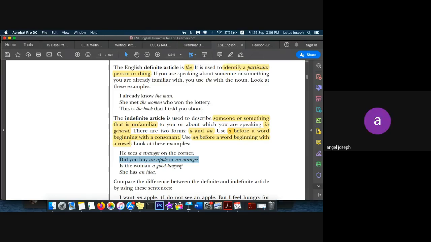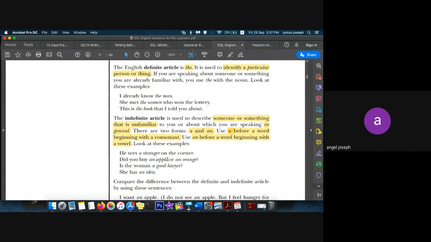Do you know this apple? Do we know which apple? No. Did we describe the apple? Do you know if it is red color, green color, big apple, small apple, sweet apple, sour apple? Do you know anything about the apple? No, it has not been described, right? So it is indefinite. So what will we use before indefinite? A or an. So the apple was indefinite. That is why we used an.